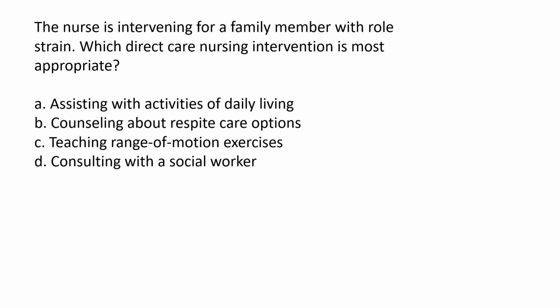The nurse is intervening for a family member with role strain. Which direct care nursing intervention is most appropriate? A. Assisting with activities of daily living. B. Counseling about respite care options. C. Teaching range of motion exercises. D. Consulting with a social worker.